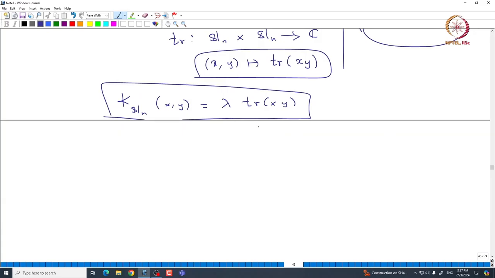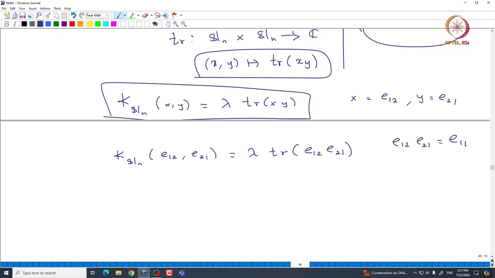To compute the value of this lambda, it is enough to compute it on some particular choices of x and y. For example, one can take x to be e12 and y to be e21. Then the Killing form kappa_SLN of e12, e21 is exactly equal to lambda times the trace of e12 e21. But the product e12 e21 is exactly e11, the matrix with a 1 in the first entry and 0 everywhere else. So the trace of e11 is just 1. That implies that lambda is exactly equal to the value that you compute for kappa of e12 comma e21.